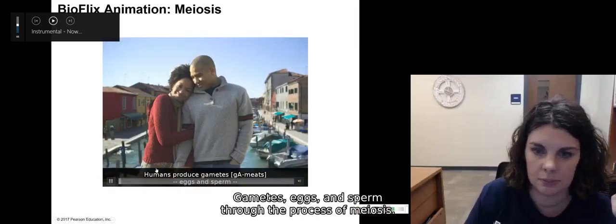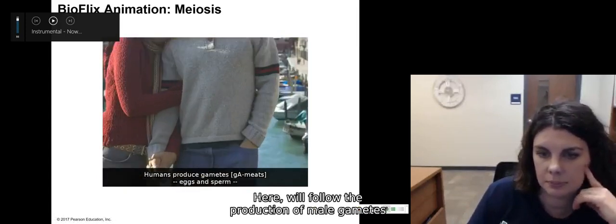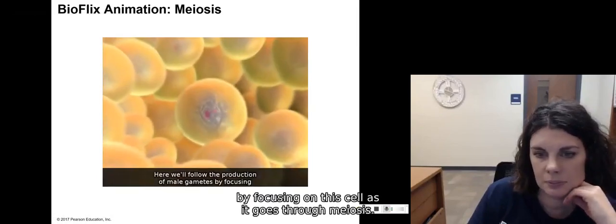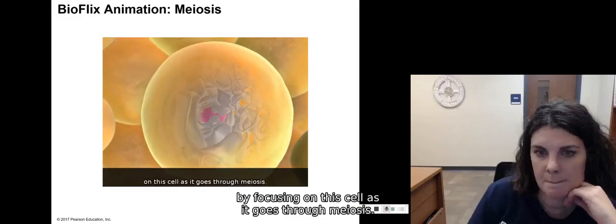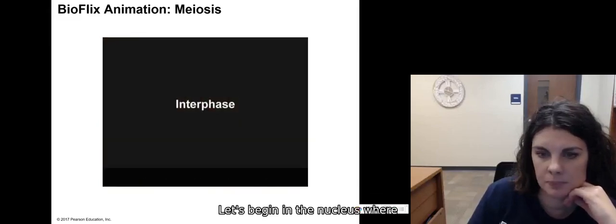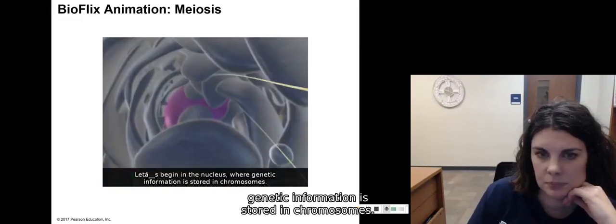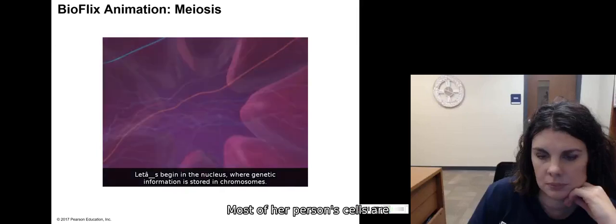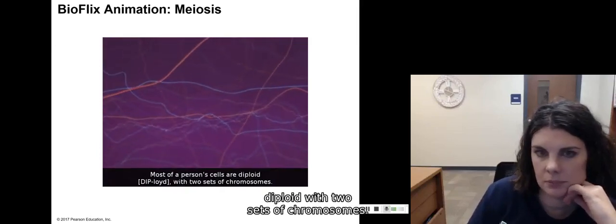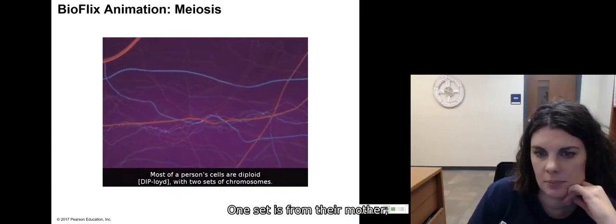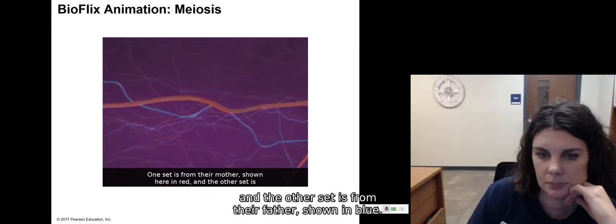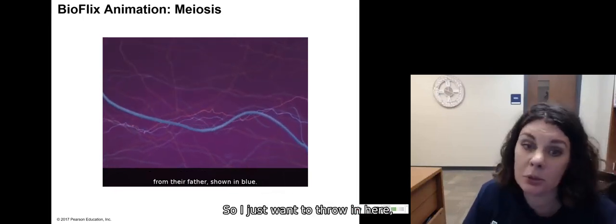Humans produce gametes, eggs and sperm, through the process of meiosis. Here, we'll follow the production of male gametes by focusing on this cell as it goes through meiosis. Let's begin in the nucleus, where genetic information is stored in chromosomes. Most of a person's cells are diploid, with 2 sets of chromosomes. One set is from their mother, shown here in red, and the other set is from their father, shown in blue.